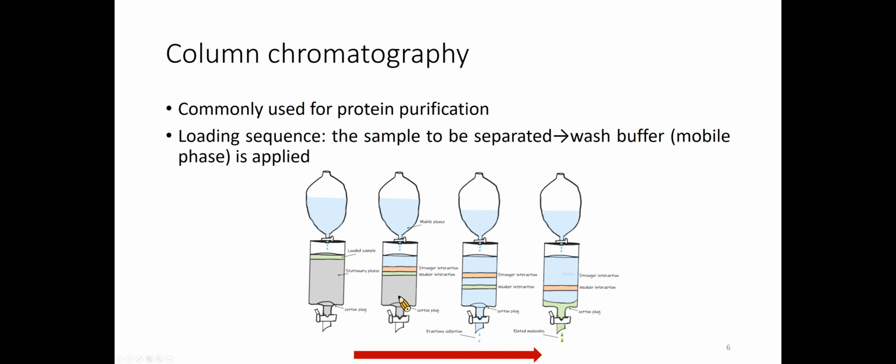Column chromatography separates substances based on the differential adsorption of compounds to the adsorbent, because the compounds move through the columns at different rates, which allows them to get separated in fractions. This technique is commonly used for protein purification.